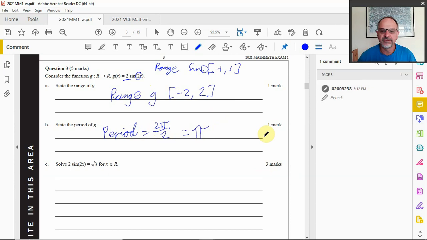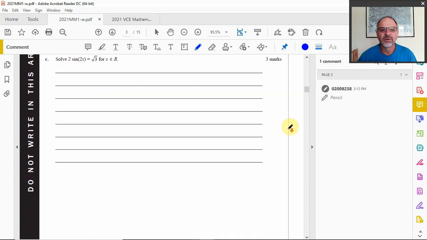All right, this next one, however, is a 3 marker. So there's some working out that is required. Now, we've got to solve 2 sine 2x, so that's the thing that was up there, is equal to √3, for x an element of R, okay? So now there's no domain restriction on x here, so we've got to give all angles. All right, so that'd be the general formula, so all possible angles here with that R.